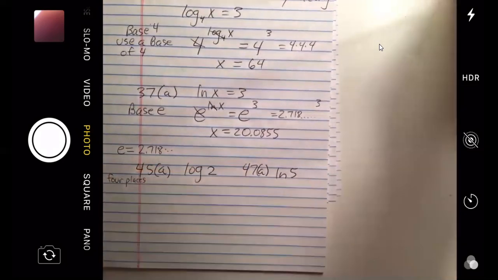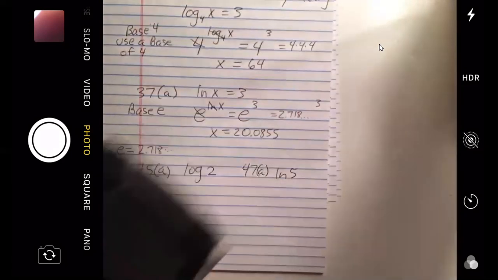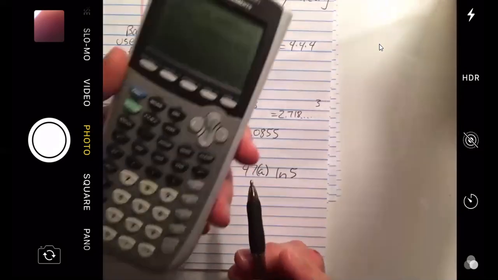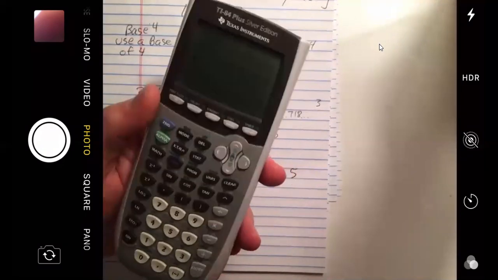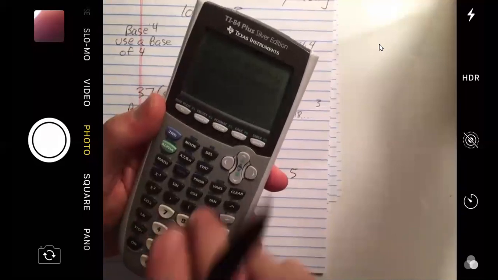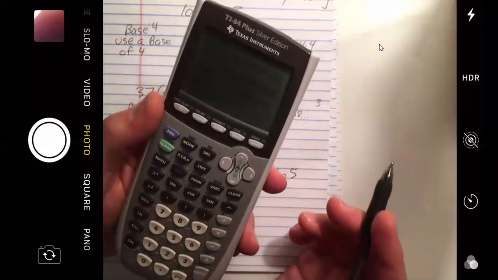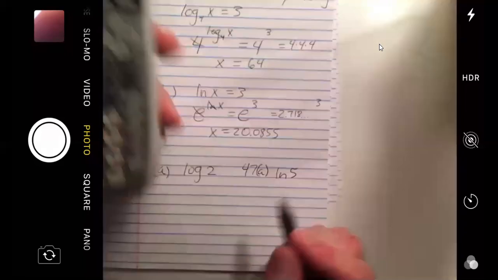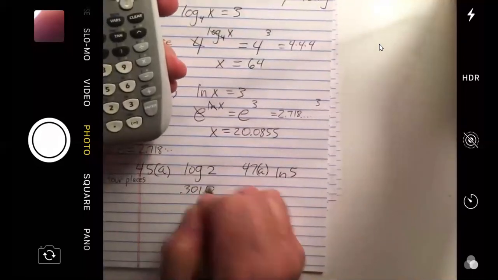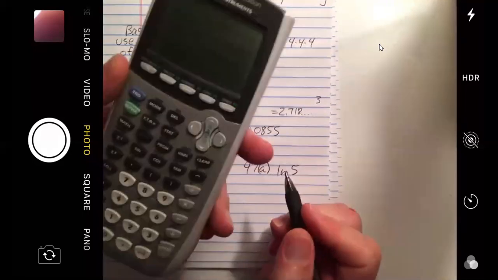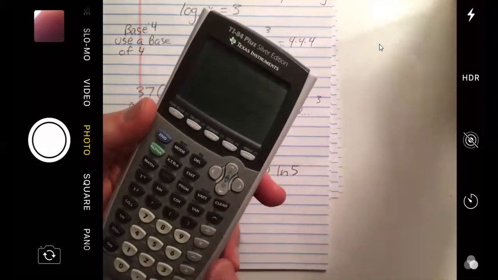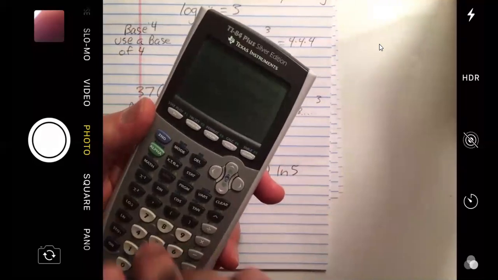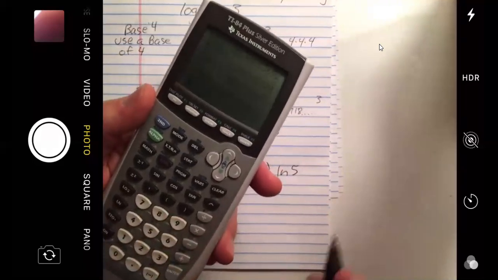All right, and I don't want to insult anybody's intelligence, but these are directly off the calculator. When it shows log of 2, you use your log key. You literally punch log of 2. 0.3010. 4 places. When it shows ln, natural log, we punch ln. 1.6094.